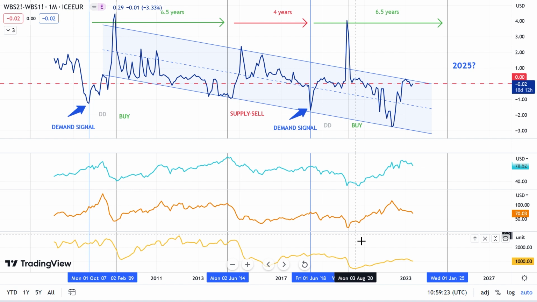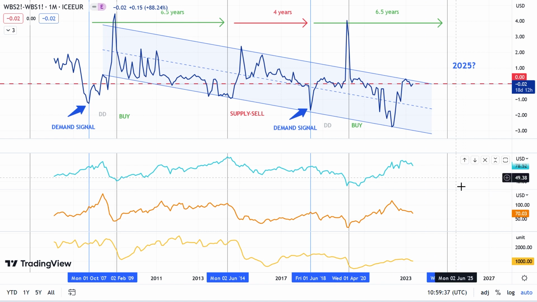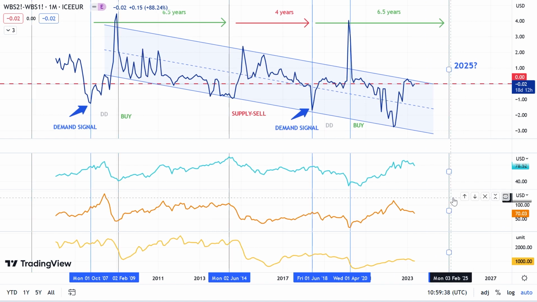Today we're going to take a deep dive into the oil market and take a look at some charts around oil demand. So I've prepared this chart here, and what you can see on the top pane is basically indicating the state of contango or backwardation in the oil futures market.